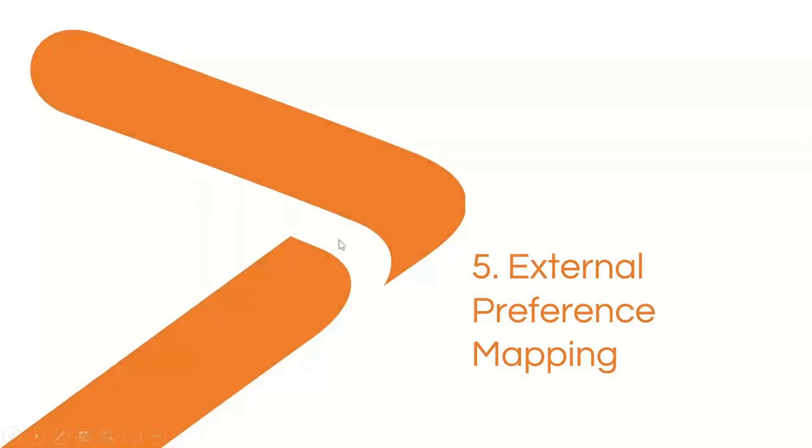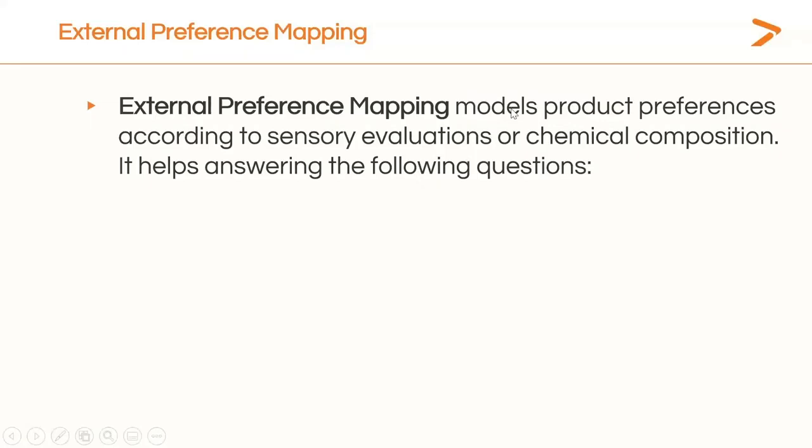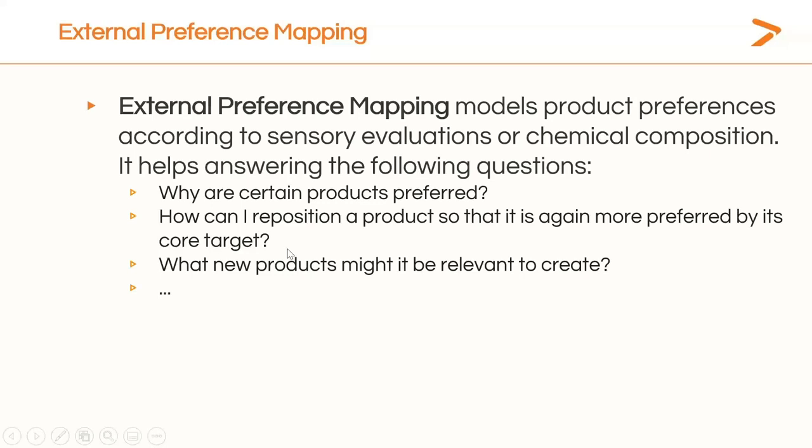I will start with external preference mapping, which models product preferences according to sensory evaluations or even chemical composition. So you're not necessarily obliged to model preference according to sensory attributes. You can also model preference according to other characteristics of your product. This can be chemical compositions, for instance, or more economical variables.